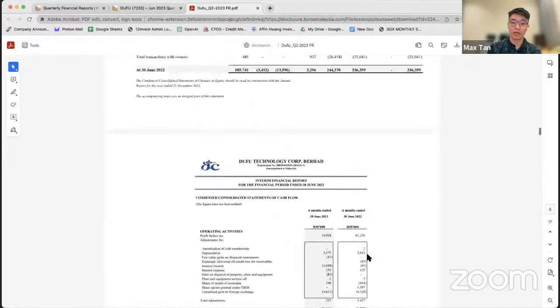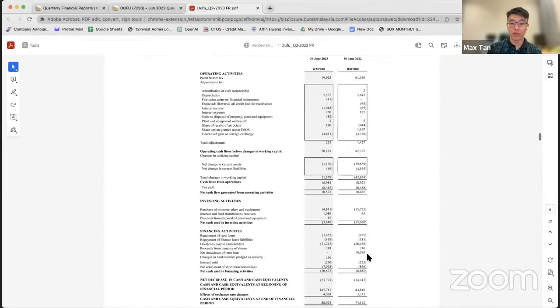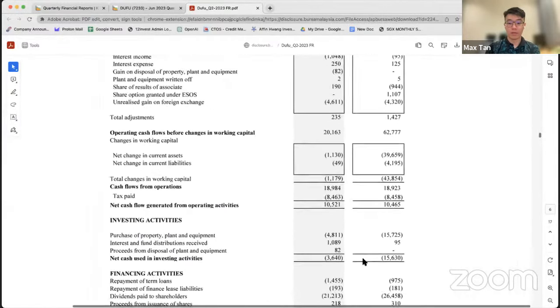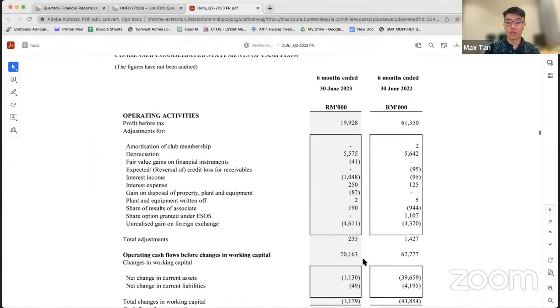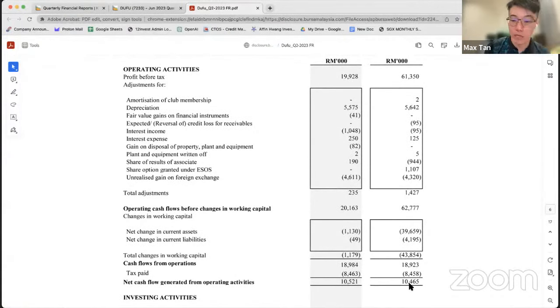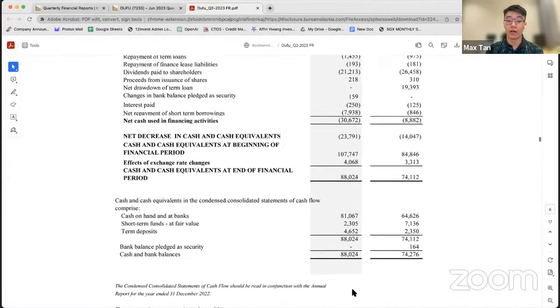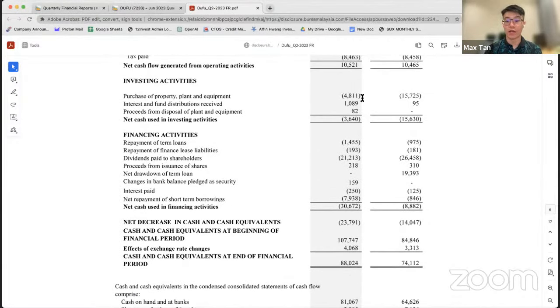Then just go back and look at the cash flow. How is the company faring in terms of cash flow? Okay. So actually for this period of time, 6 months ended, the cash flow generated for the company is still okay compared to last year. They are still getting around 10 million and they have around 88 million of cash on hand. Is there significant capex? No. Last year, probably they bought more machines, but this year, 4.8 million is probably refurbishment of machinery and things like that.